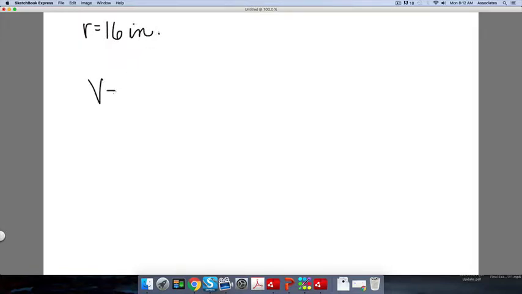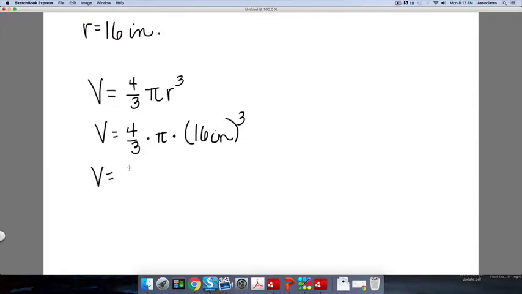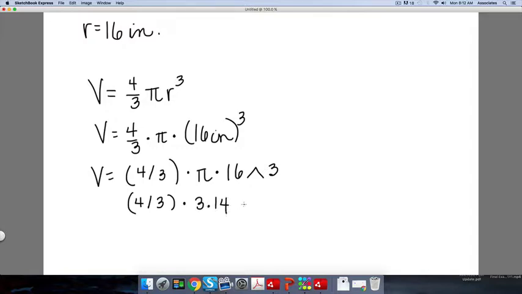Let's find the formula. The formula of a sphere is volume equals 4/3 pi r raised to the third power, because remember it's three dimensions. So when we punch it in here, 4/3 times pi times 16 inches cubed. So if you have a calculator with parentheses, you put in 4 divided by 3 to make the fraction, times pi times 16, and the key you use is the little caret key, 3. If you don't have that, here's what you punch in. You punch in 4 divided by 3. If you don't have parentheses, it won't make any difference, times 3.14 times 16 times 16 times 16.